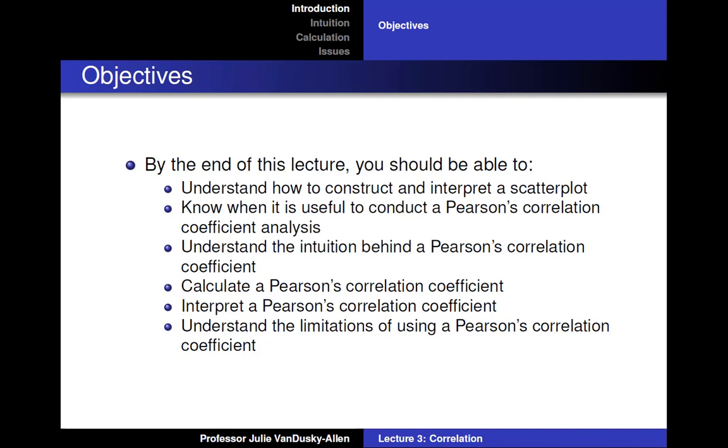By the end of this lecture, you should be able to understand how to construct and interpret a scatter plot, know when it is useful to conduct a Pearson's correlation coefficient analysis, understand the intuition behind a Pearson's correlation coefficient, calculate a Pearson's correlation coefficient, interpret a Pearson's correlation coefficient, and understand the limitations of using a Pearson's correlation coefficient.